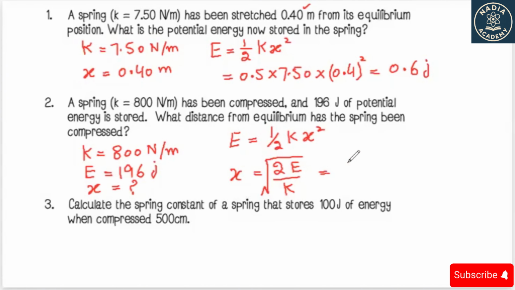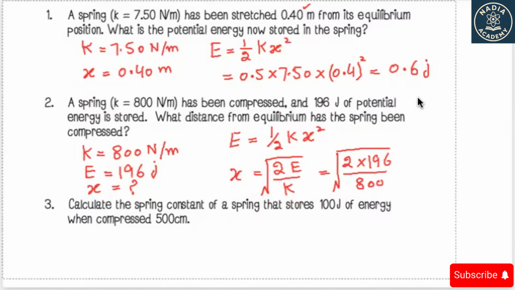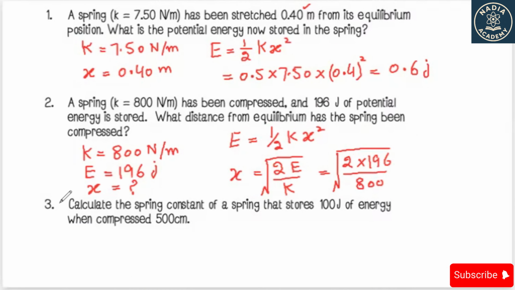So now we can put in the values: 2 times 196 divided by 800, and its square root. So what will be the answer? Let's do the calculations using the calculator. So the answer is 0.99. So this is the extension. The units are meters, so it's almost 1 meter.